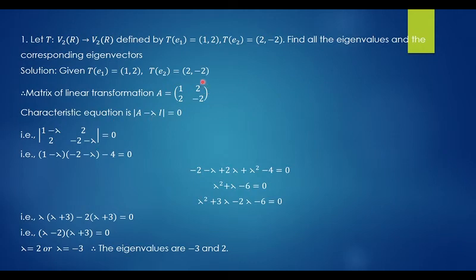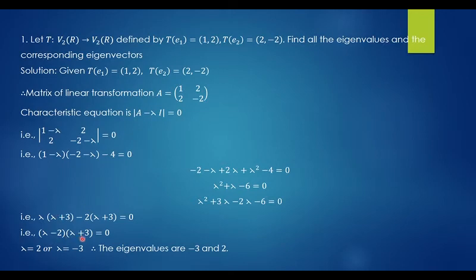Then the corresponding characteristic equation of the given linear transformation is determinant of A minus lambda I equals 0. Write the given matrix in the characteristic equation form, that is determinant of [1 minus lambda, 2; 2, -2 minus lambda] equals 0. Expand this determinant and you get a quadratic equation in lambda: (1 minus lambda)(-2 minus lambda) minus 4 equals 0. Multiply each term and simplify, then you get lambda square plus 3 lambda minus 2 lambda minus 6 equals 0.